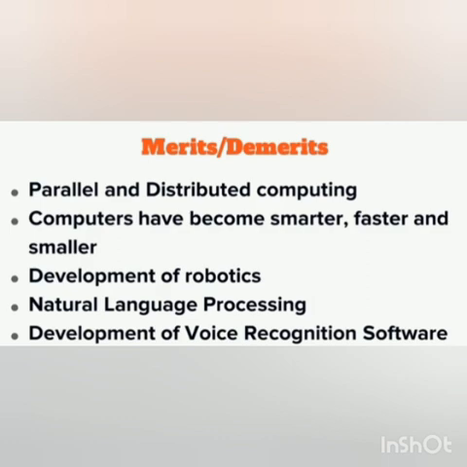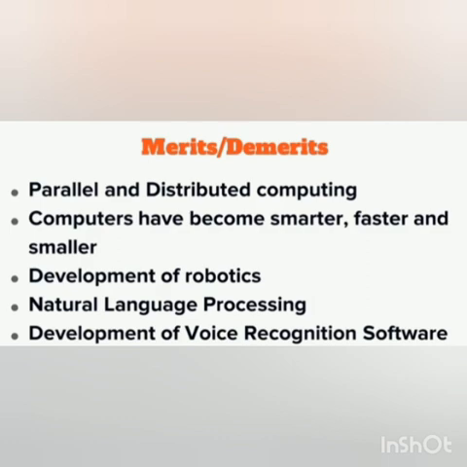Now let us see one by one. The first one is parallel and distributed computing. We have already seen parallel processing, that is, simultaneously processing two or more pieces of information. And distributed computing is nothing but distributing the work based on the availability of the processors. It can distribute the process to the various processors.